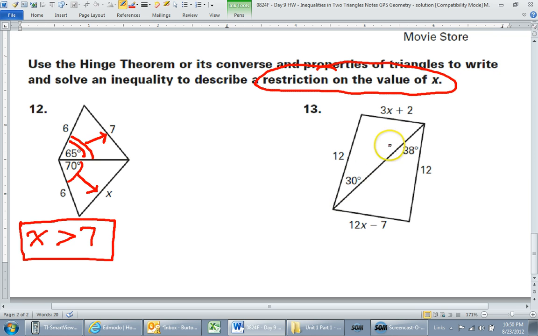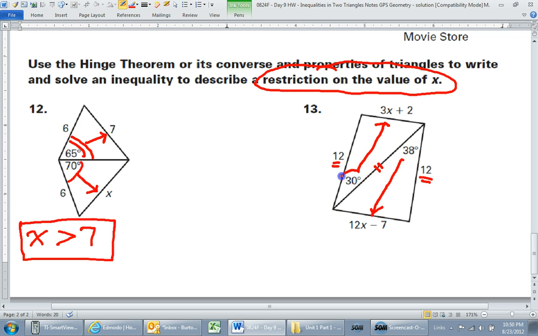Similarly, looking at this situation, again, notice the 12 and the 12. Those are congruent. That's important. And of course, the shared side here in the middle is congruent. So we do have two pairs of congruent sides. So, given two pairs of congruent sides, the bigger angle is always going to be across from the bigger side, and the bigger side is always going to be across from the bigger angle.